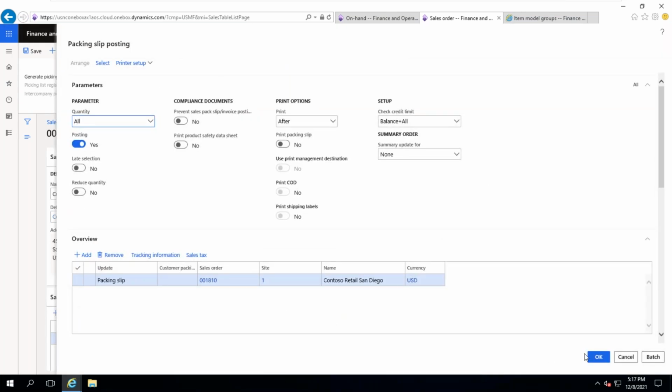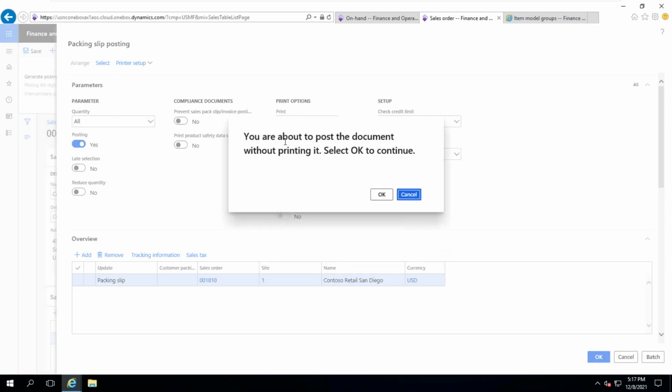So click OK. Every time, if it is a sales process, the system will warn you that you are not taking a printout. It will warn you without printing. Yes, okay. But in a real-time scenario, it is a must, you need to have a printout.